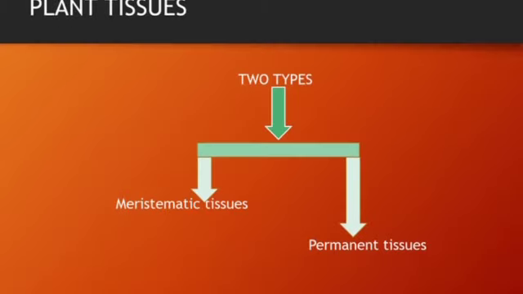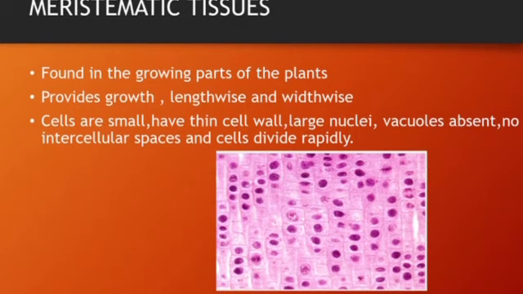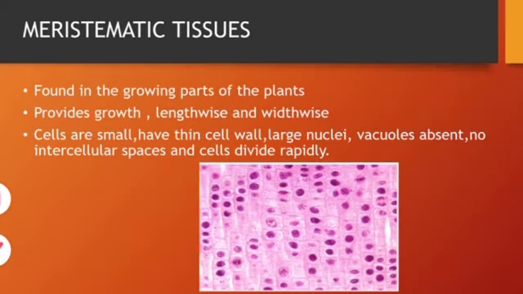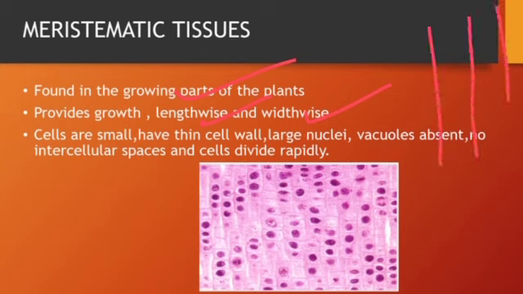So let us study these two types of tissues one by one, starting with the meristematic tissue. First of all, meristematic tissue is found in the growth parts of the plant. As I said, it gives growth to the plant lengthwise and widthwise. Suppose this is a plant, so it will give growth to the plant lengthwise and widthwise.